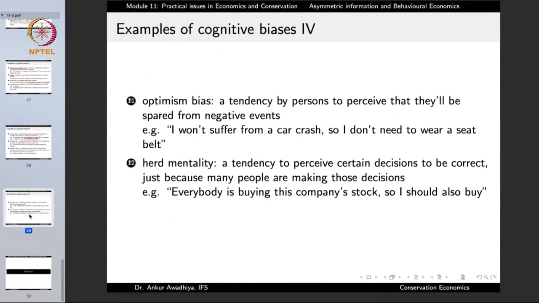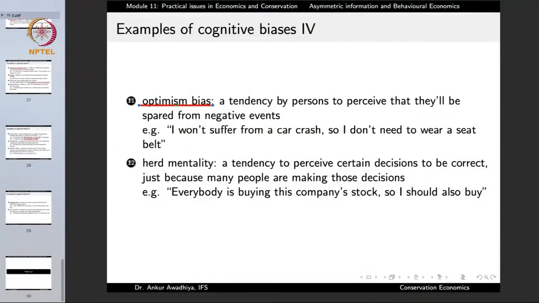Optimism bias, a tendency by persons to perceive that they'll be spared from negative events. So people are very optimistic. I won't suffer from a car crash, so I don't need to wear a seatbelt. As if the person is something out of the world, that they would not suffer from a car crash. This is an optimism bias. Herd mentality, a tendency to perceive certain decisions to be correct just because many people are making those decisions. So everybody is buying this company's stock, so I should also buy. Everybody is buying a car of this particular make, so I should also buy.